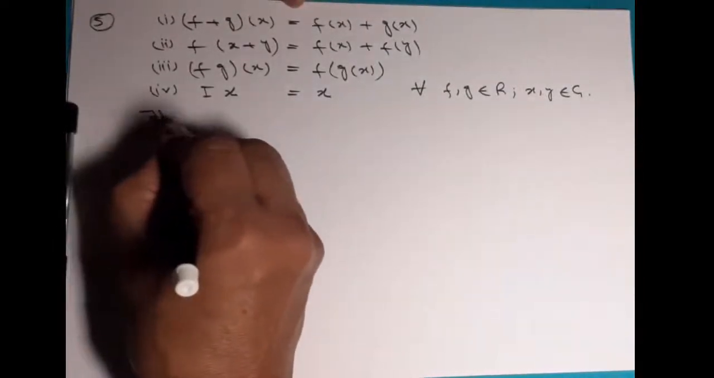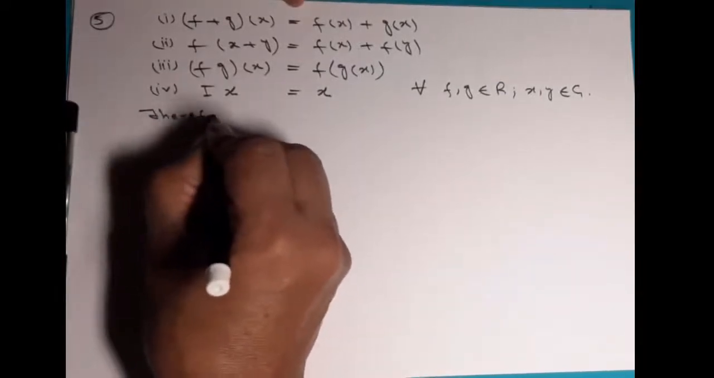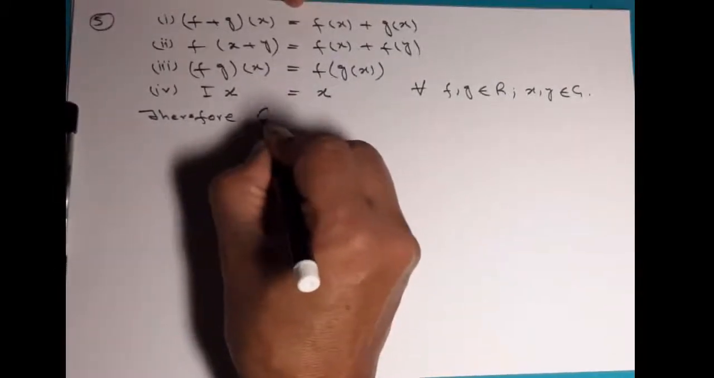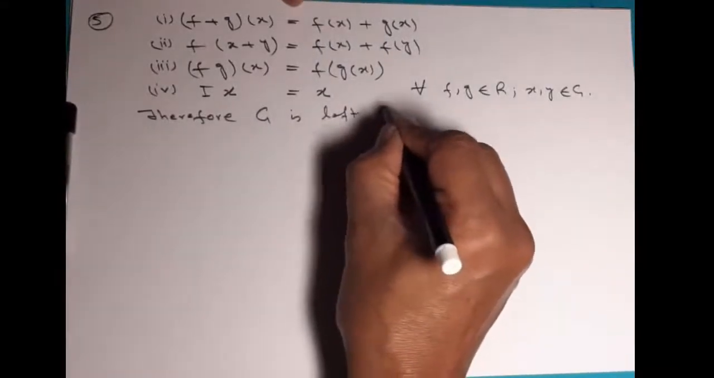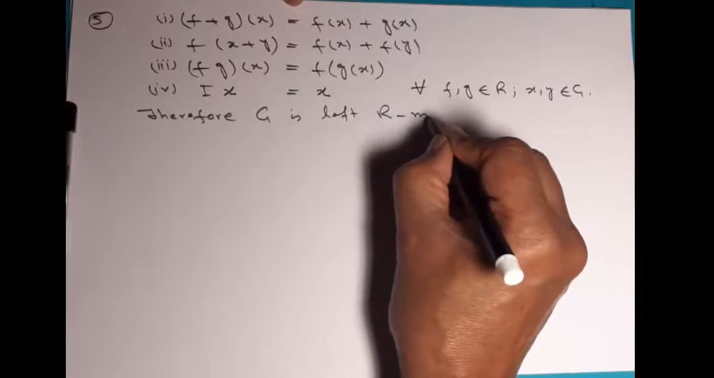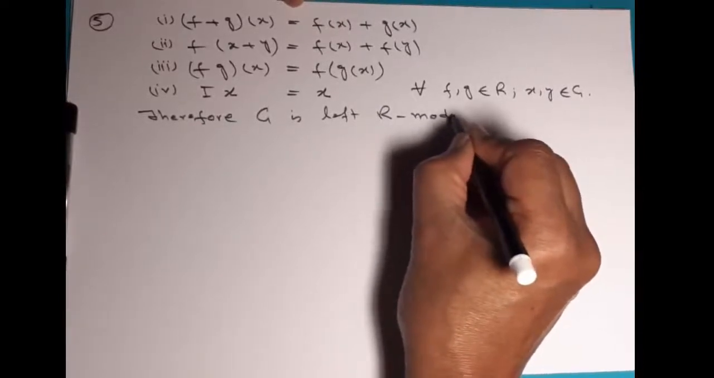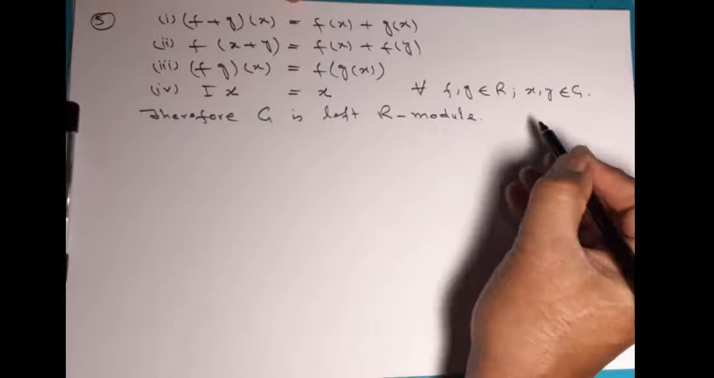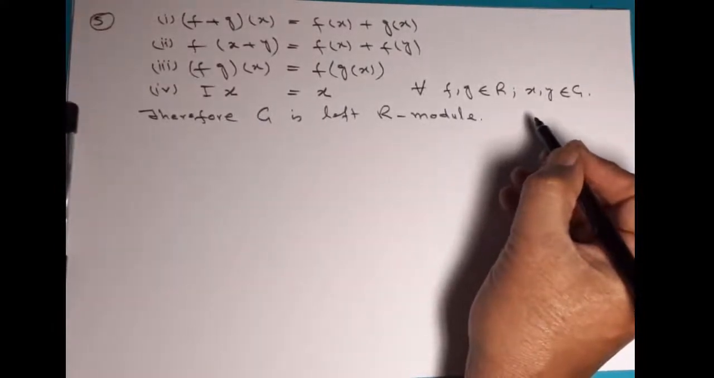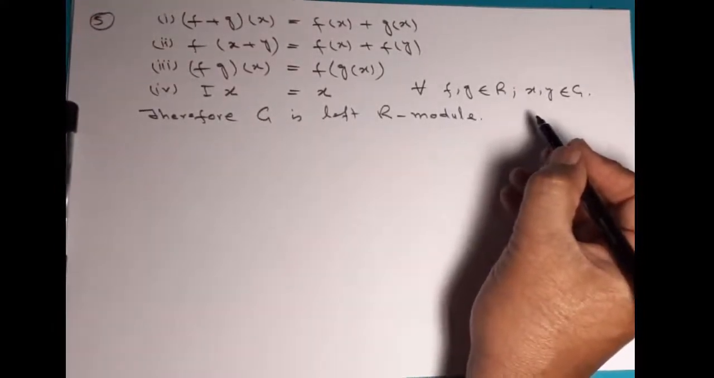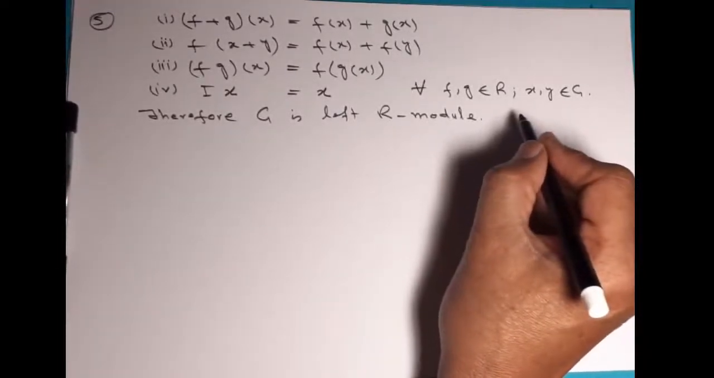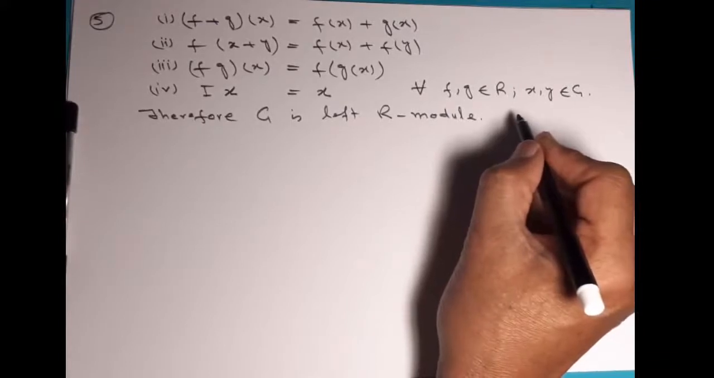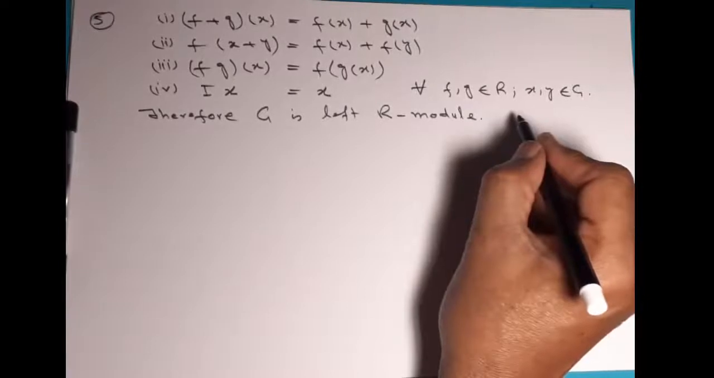Therefore, G is a left R module. So this is a very simple example of a module. If we are given an abelian group, then that abelian group is a left R module, where R is the ring of endomorphisms of the group G.